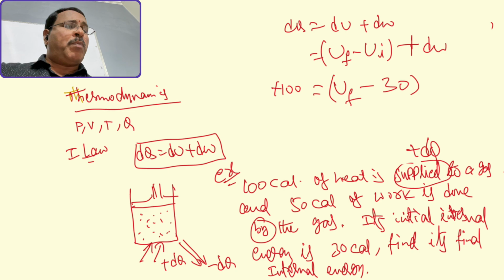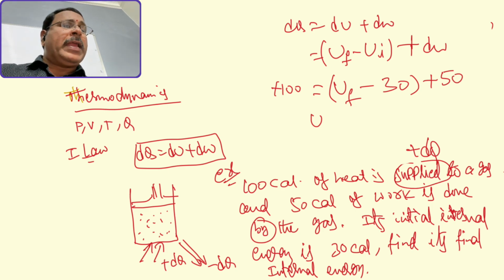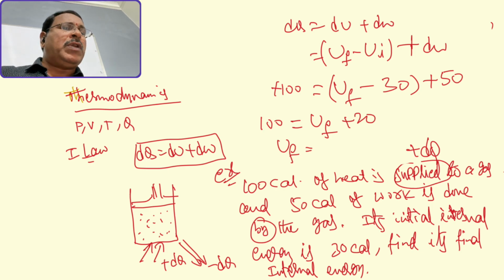Okay, then work done by the gas or on the gas? By the gas. By the gas means positive. Okay, positive 50. Now U final equals U initial plus 20 here. This is 100 here. U final is equal to 80 calories.